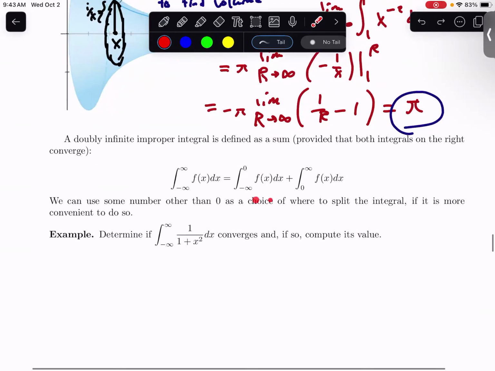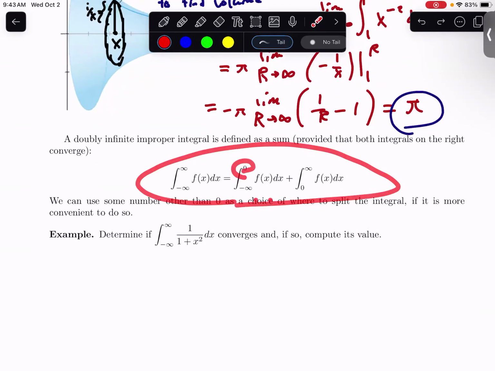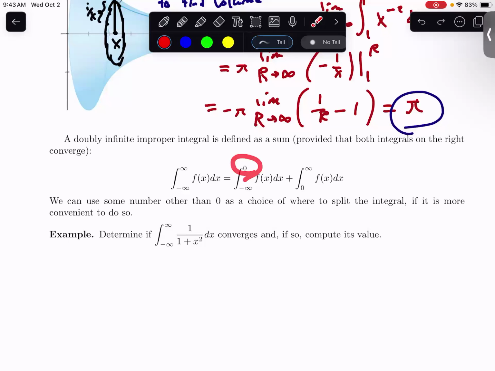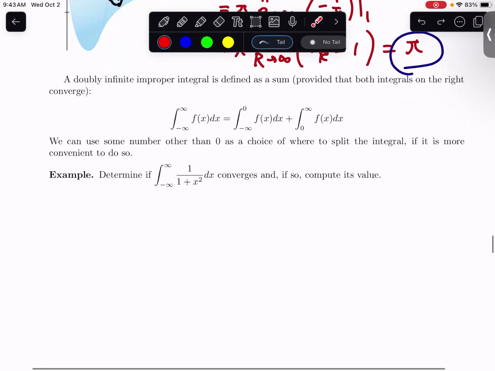Okay, and so you can split it up in the following way, and the 0 is arbitrary. If you wanted to, you can make this equal to like 1,000 or like 10,000, but 0 is usually just an easy number to work with. So plugging in 0 usually works out pretty well. So we're splitting at 0. But it's really going to depend on what function you have given.